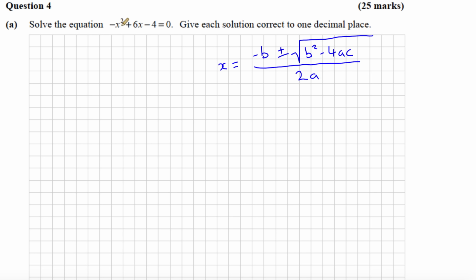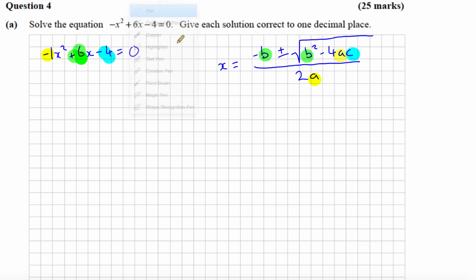So minus x squared can be written as minus 1x squared plus the 6x minus the 4 is equal to 0. So we can put these in different colors now. The a value in yellow, so that will be substituted in here and here. A is the number in front of x squared. B is the number in front of x, or the coefficient of x. That's in green, so that's going to go in there and there. And then finally, the c value is the constant at the end, that's the minus 4, so that's going to go in here for c.